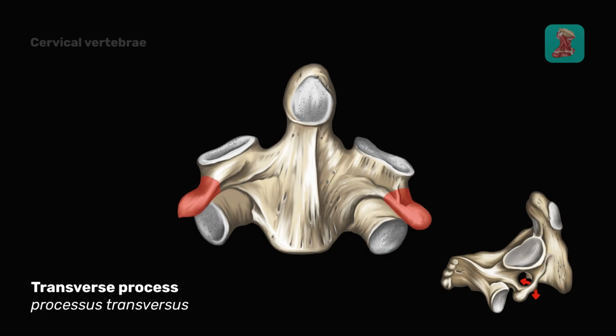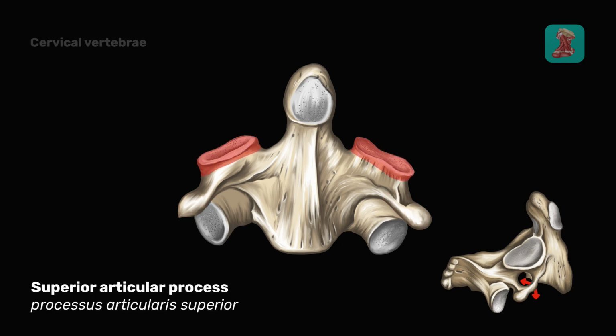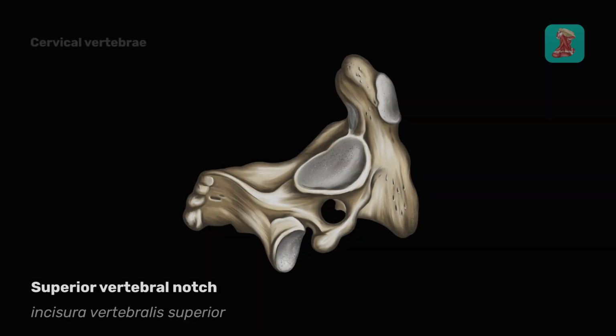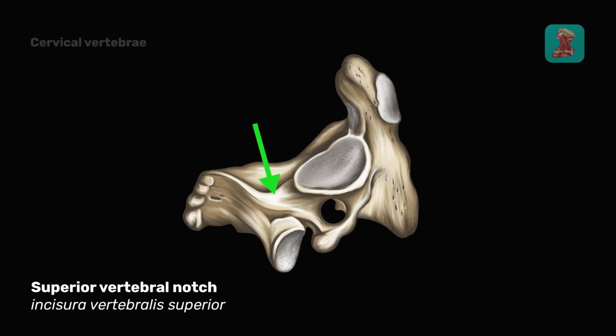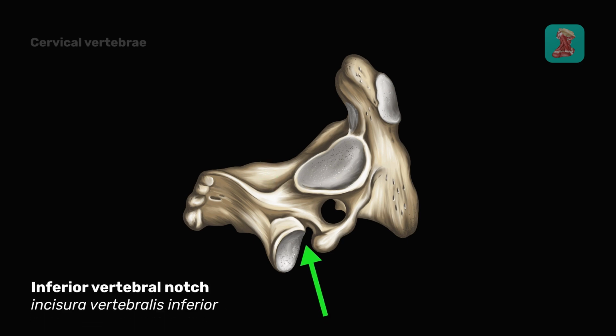The transverse processes, which have the transverse foramen, and the superior articular processes with articular surfaces extend upward from the body. The inferior articular processes with their inferior articular surfaces extend downward. From the side, we can see the superior vertebral notch and the inferior vertebral notch.